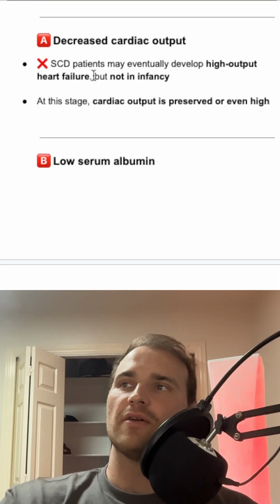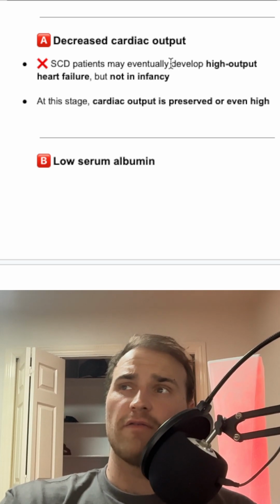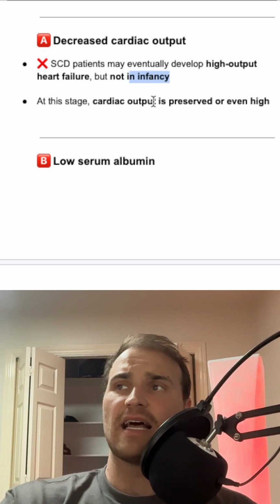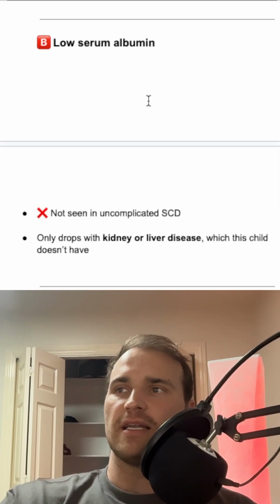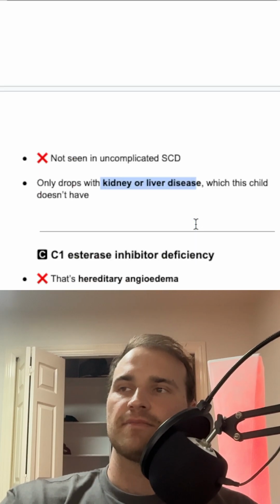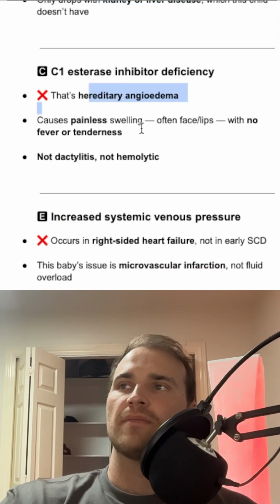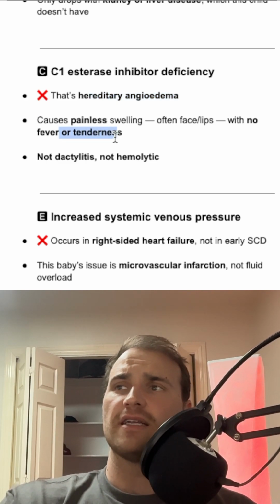Decreased cardiac output. So in SCD, patients would develop high output heart failure, but not in infancy. So you're not going to see that at this stage. It'll be preserved. Low serum albumin. That's not going to be seen here. It only drops in kidney and liver diseases. C1 esterase inhibitor deficiency, that's hereditary angioedema. And so that would cause painless swelling in the face and lips, no fever and tenderness.